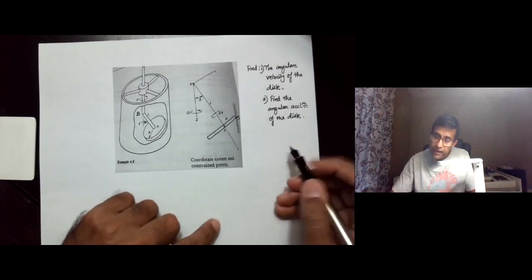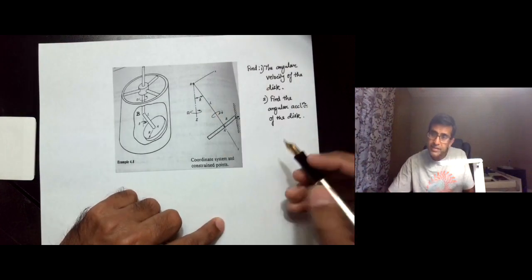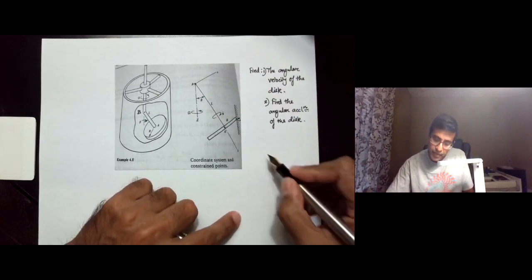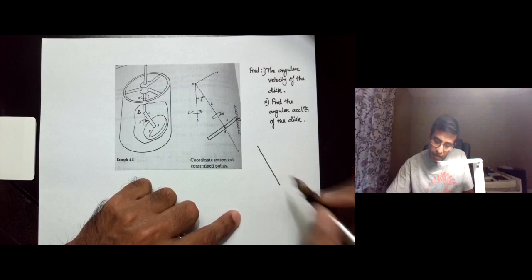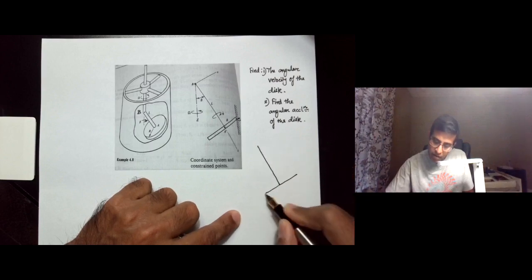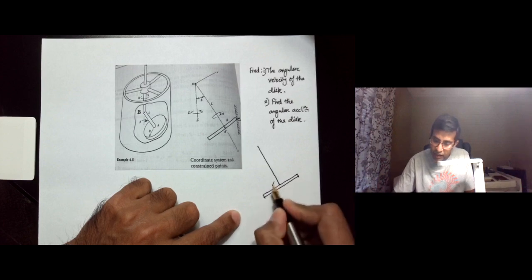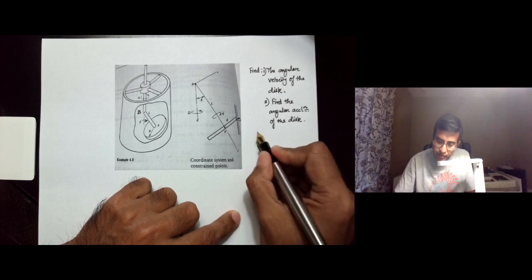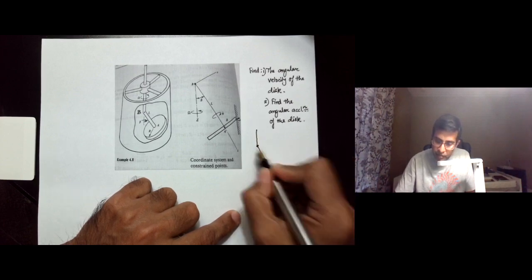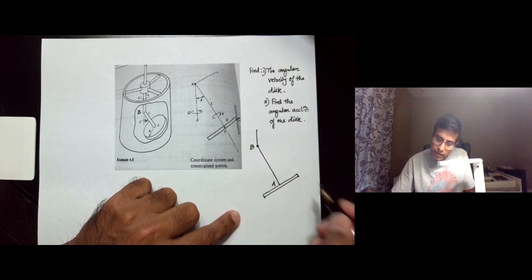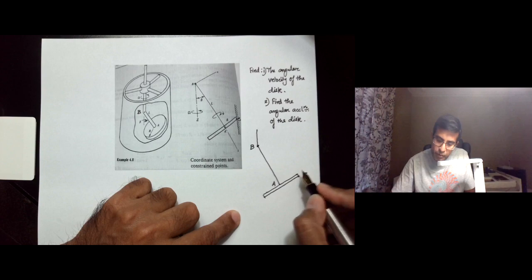So for the sake of clarity, I'm going to draw this schematic again. So we have this scenario where you have A here, B here, C is this point.